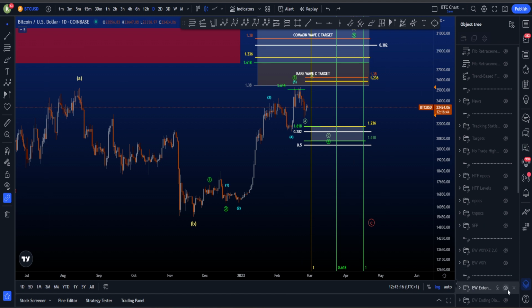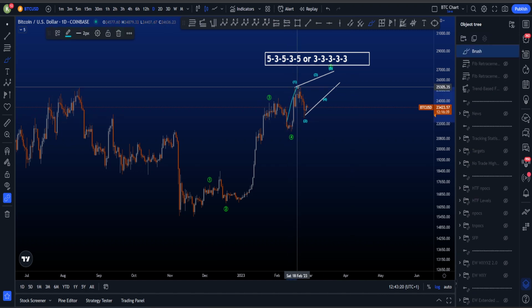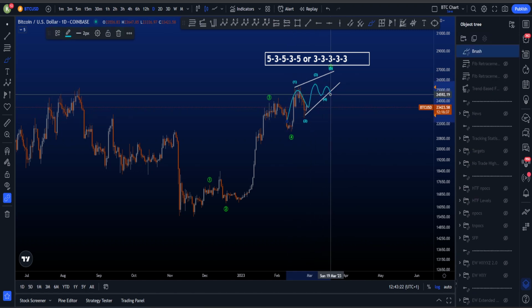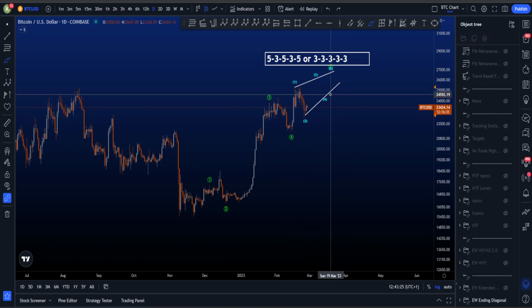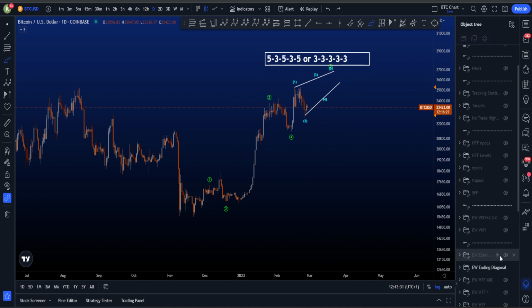So that being said, another alternative count I have, which is a bullish one in this case, might be some sort of an ending diagonal, which I want to highlight. It is an alternative count. This is definitely not my preferred scenario. It's just something I have on my chart, just in case.